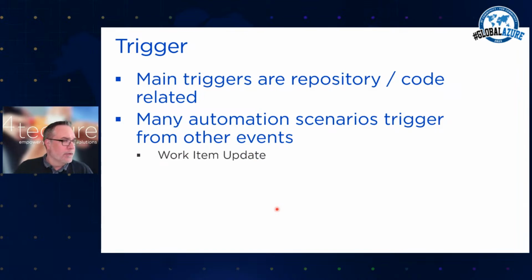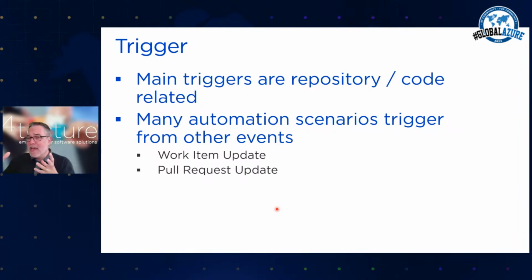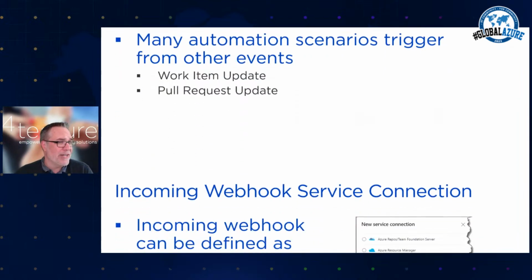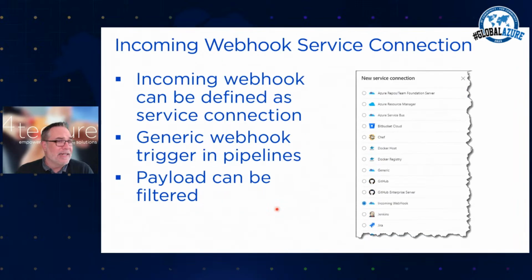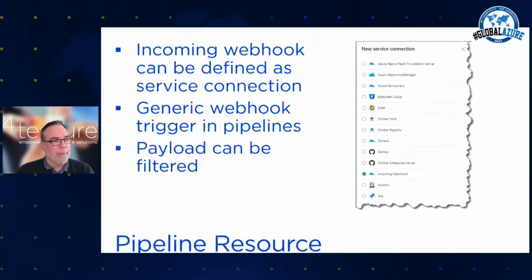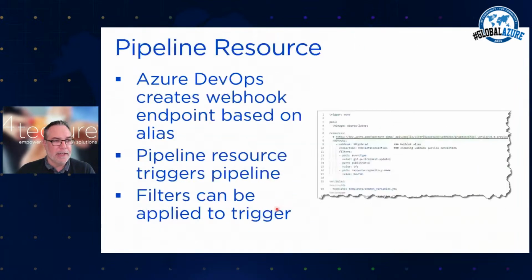So we could use the pull request update. We could also use work item updates and so on, everywhere where we set the logical state to either aborted or succeeded. Luckily, there is a new functionality inside Azure DevOps with the incoming webhook service connection. So what we can do basically is define a resource which is listening on a webhook and then triggers a pipeline. Let's have a quick look on how we can do that.